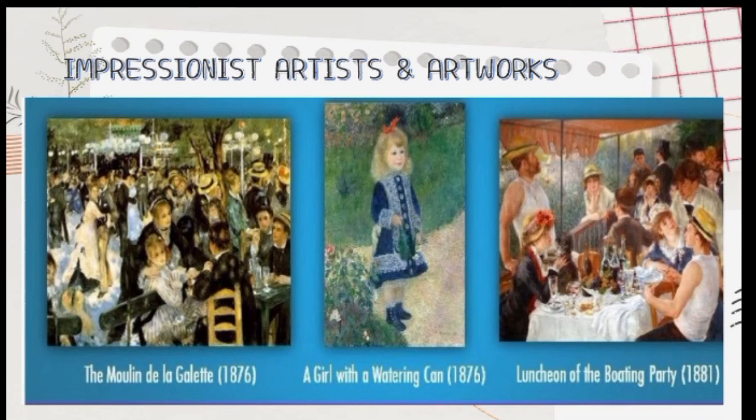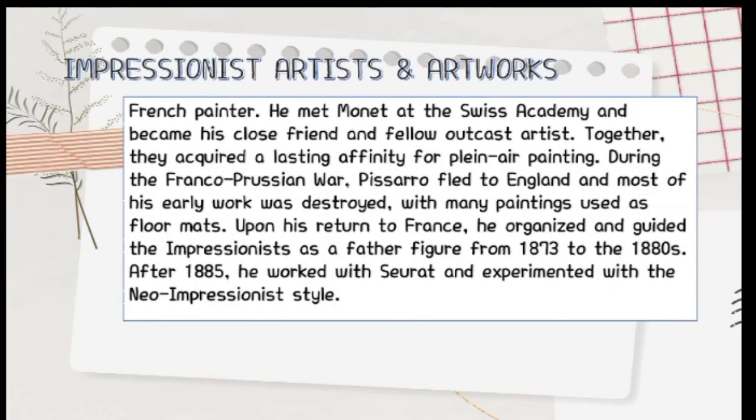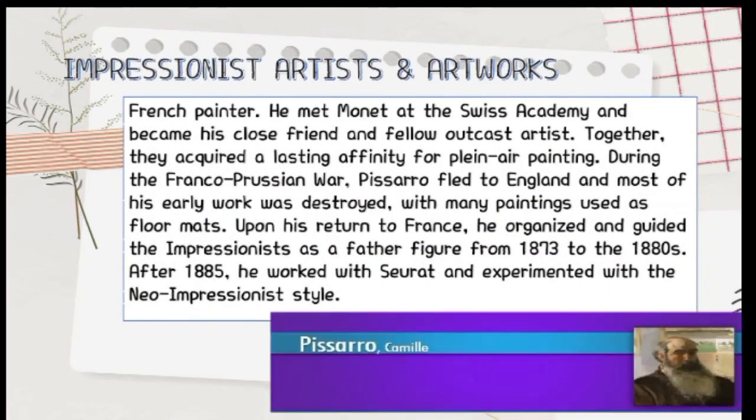The next Impressionist artist and artworks, Pissarro Camille, a French painter. He met Monet at the Swiss Academy and became his close friend and fellow outcast artist. Together, they acquired a lasting affinity for plein air painting.